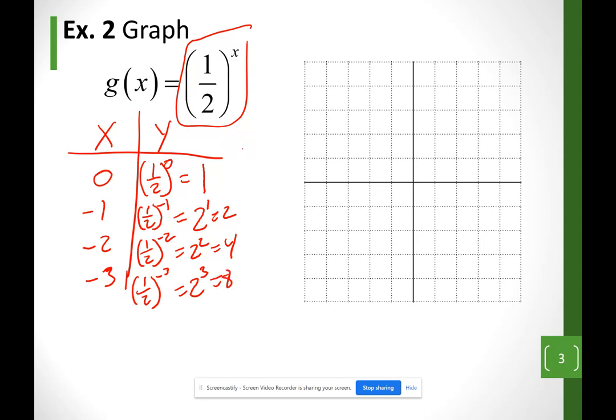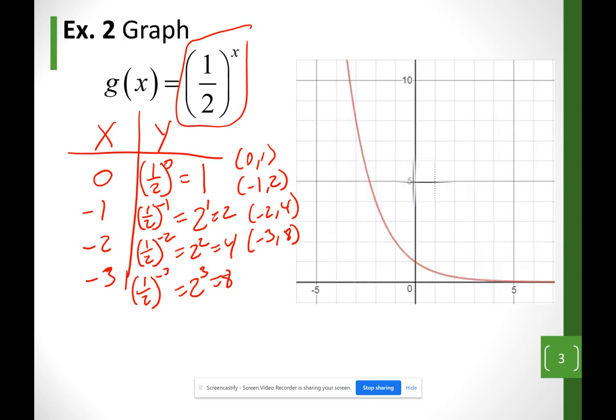So notice I have the points 0, 1, -1, 2, -2 forward, and I have the point -3, 8. I can plot them in, and I get a graph like that. Right? I get my points, and I get a graph like that.